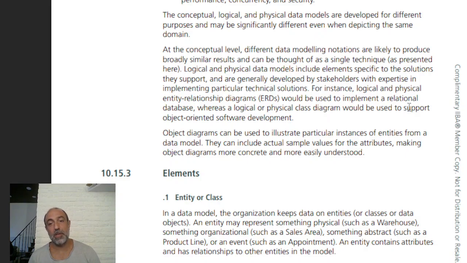Object-oriented software development is based on, okay, one second. For instance, logical and physical entity relationship diagrams, ERDs, should be used to implement a relational database. Let me explain that to you guys.